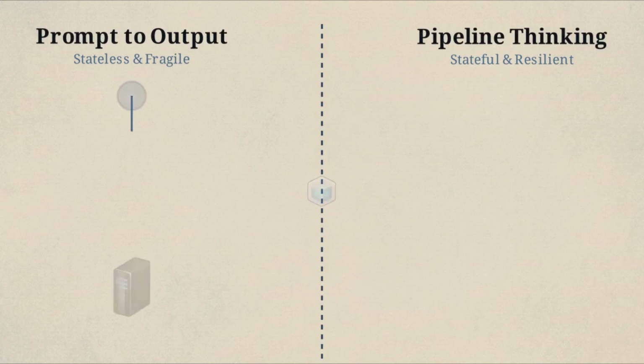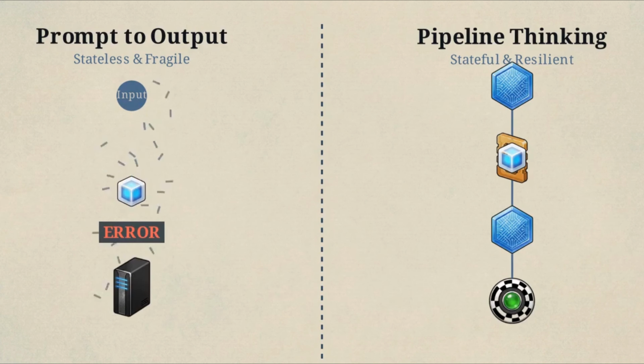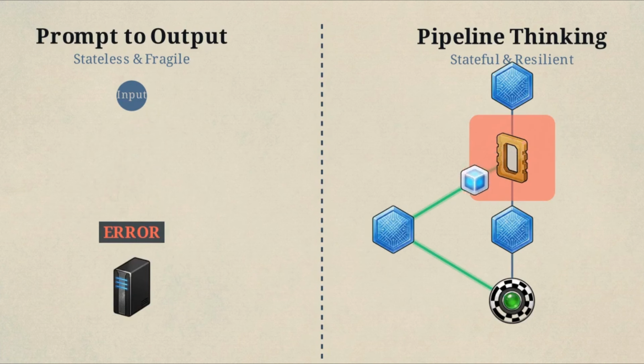On the left is the standard prompt-to-output flow. On the right is a multi-node pipeline with validation gates. When an error occurs, the linear flow breaks. The pipeline catches the error and reroutes, allowing the AI to course correct.